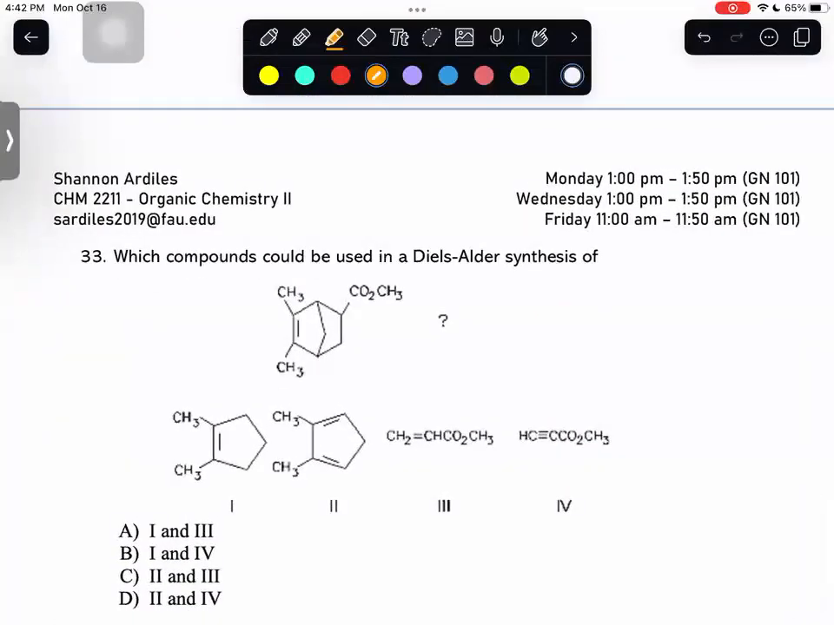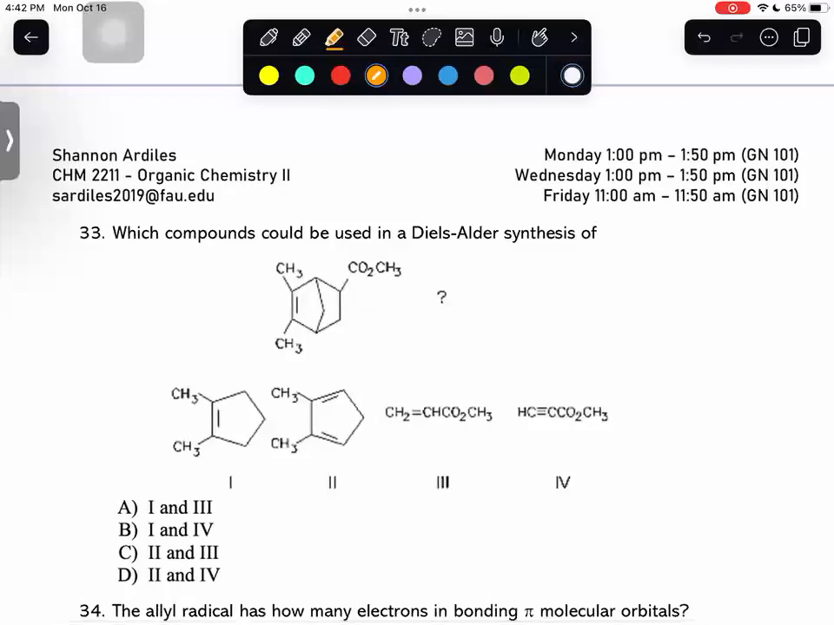This one should be simple. Retrosynthesis, same reaction. What's the answer for 33? Final answer. It is going to be C. Yes. So in this case, they're giving you the product. You have to figure out the initial molecules. That's it.